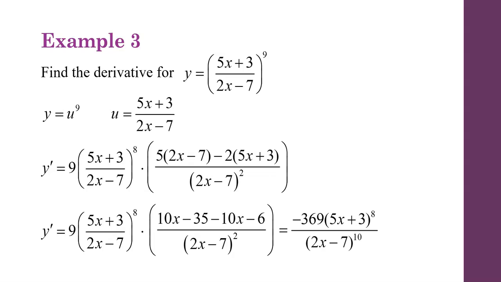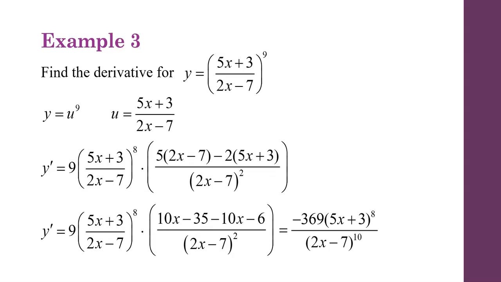So my final answer has (2x - 7) to the 10th power on the bottom. Once again, that's the (2x - 7) to the 8 and (2x - 7) squared combined. And in the numerator, we have the (5x + 3) to the 8 that was left over from here, and 9 times negative 41, and that gives me negative 369. And that's as simplified as we can get this to be.